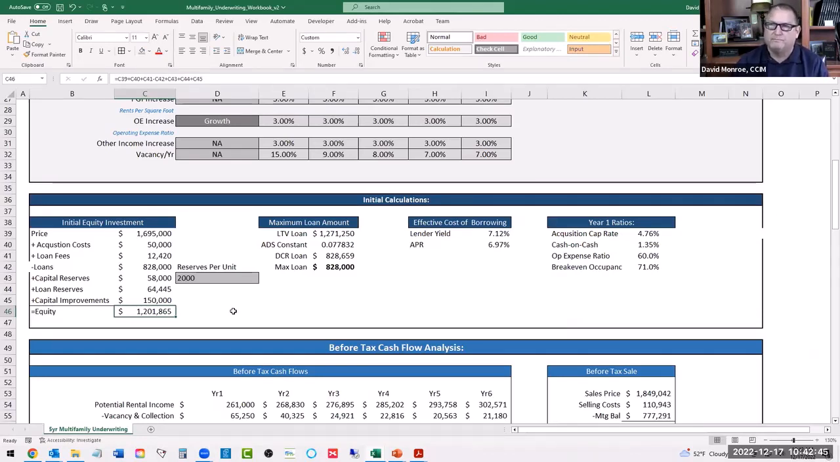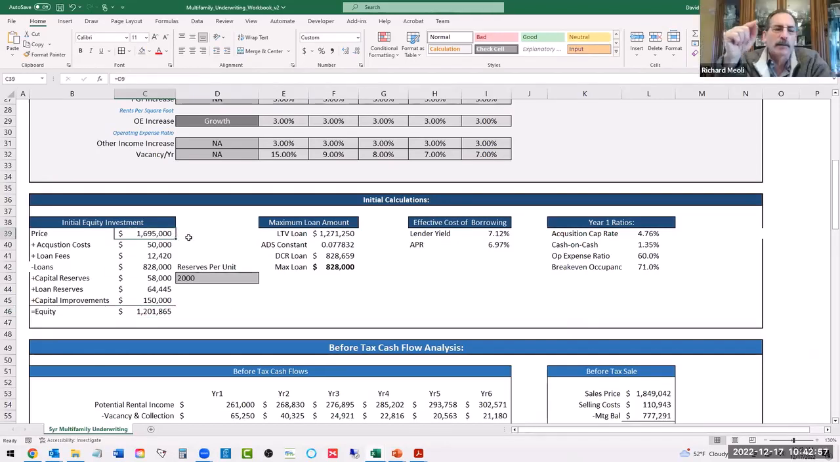Go ahead, Richard. Dave, if everybody's throwing in that amount of money, you don't need a loan then. You actually own the property. Well, at our strike price, but if you're buying it at $1,695,000, you still need debt. Right. But at your strike price, that changes all these numbers.